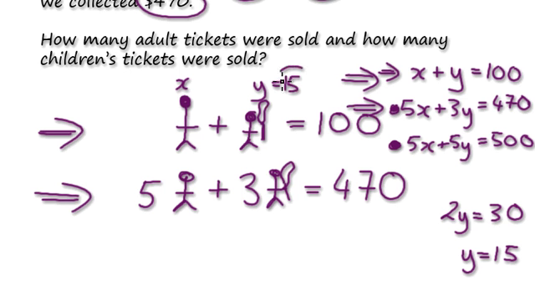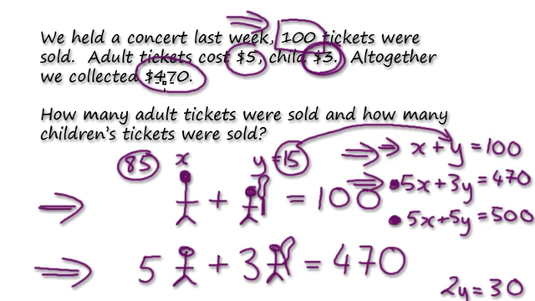Okay, and then now we can put this into this equation here. If there are 15 children, then there must be 85 adults. So the number of adults would be 85, and the number of children would be 15. And then let's check it.